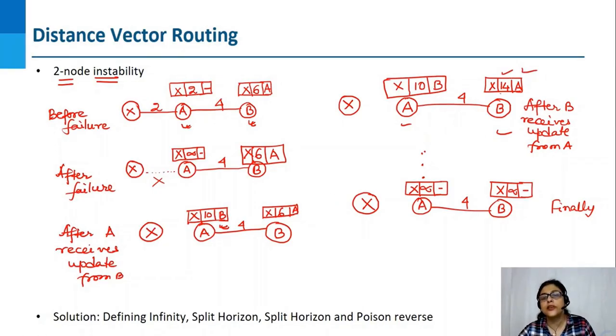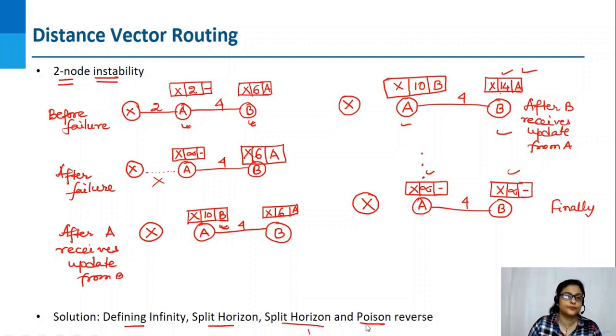Finally, after a series of message updates and receiving messages between the two nodes, we can see that B and A both will have infinite cost or distance to reach X. So this is known as two-node instability, because the messages will revolve around the two nodes. There are different solutions to this problem. There are solutions of defining infinity, split horizon, and split horizon together with poison reverse.